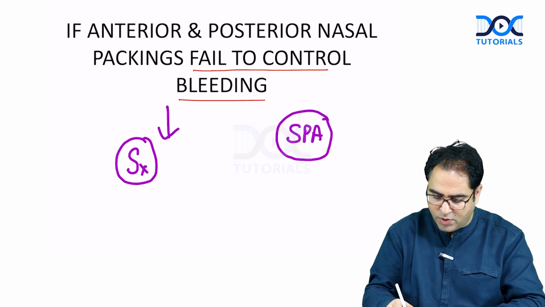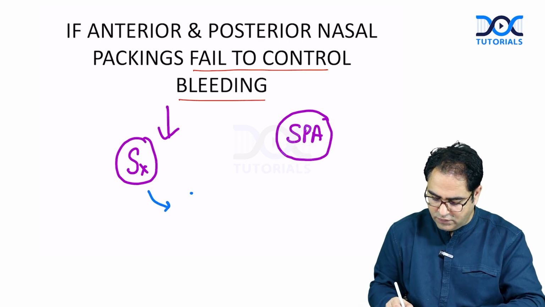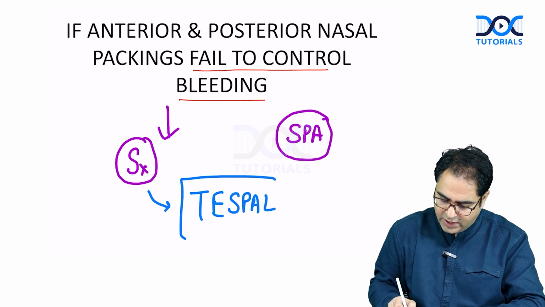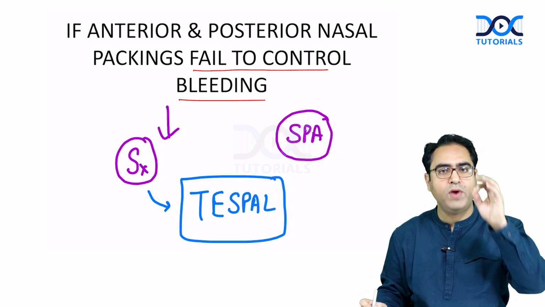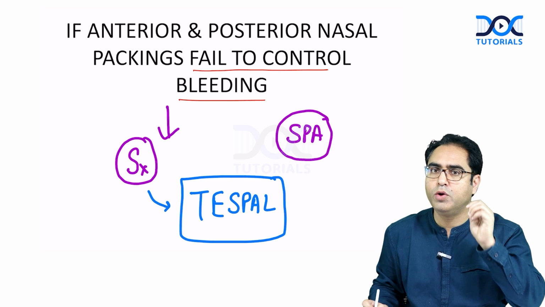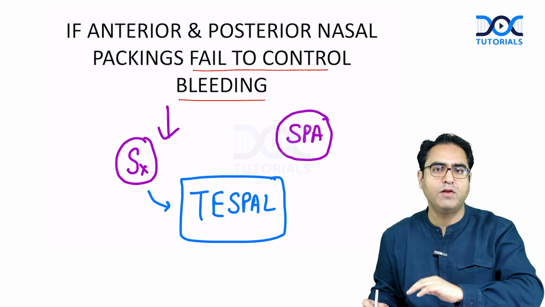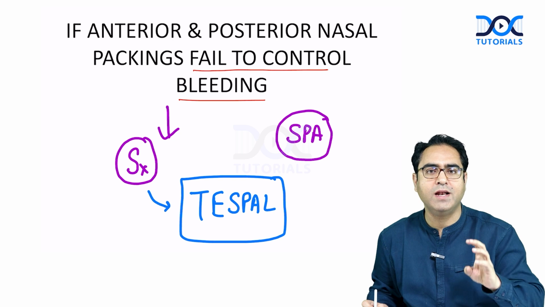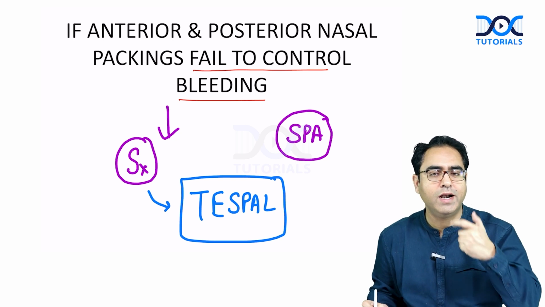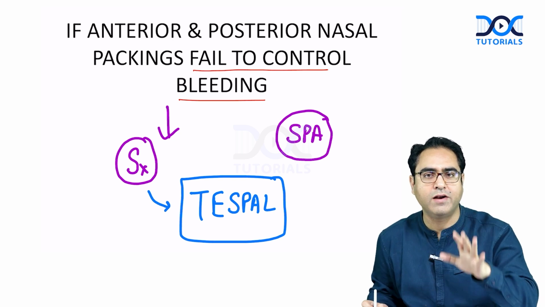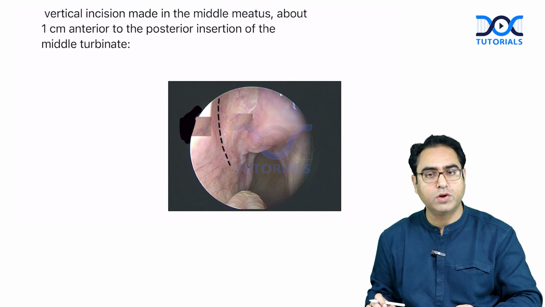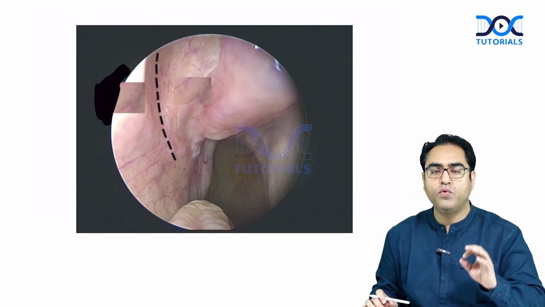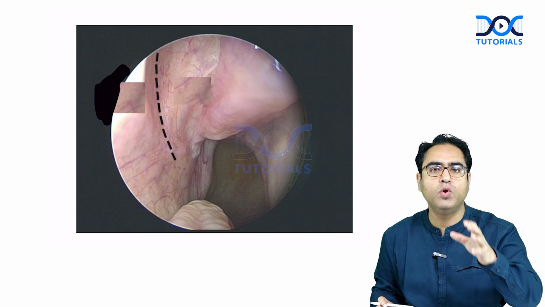And what is the name of this surgery? The name of the surgery is TSPAL. Very important question. If anterior and posterior nasal packing fail to control bleeding, then which surgery is to be done? TSPAL. What is the TSPAL full form? Transnasal endoscopic sphenopalatine artery ligation. Transnasal endoscopic sphenopalatine artery ligation. The future question: where to give the incision to find the sphenopalatine artery?